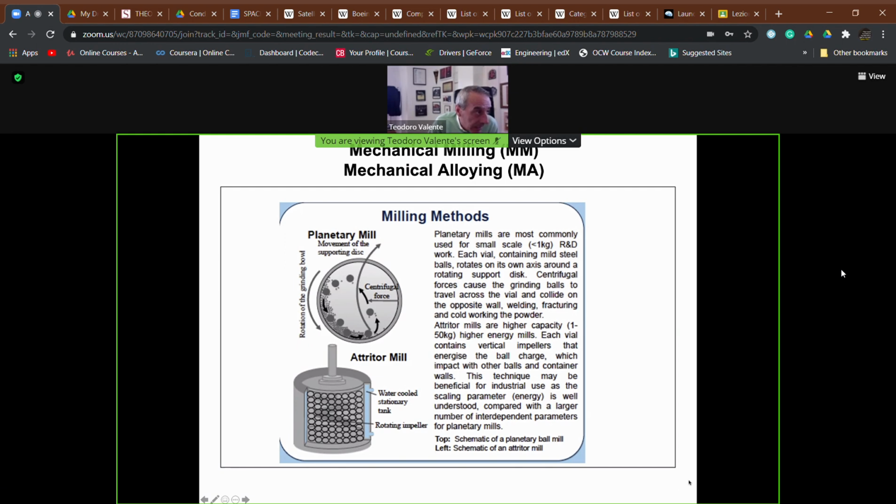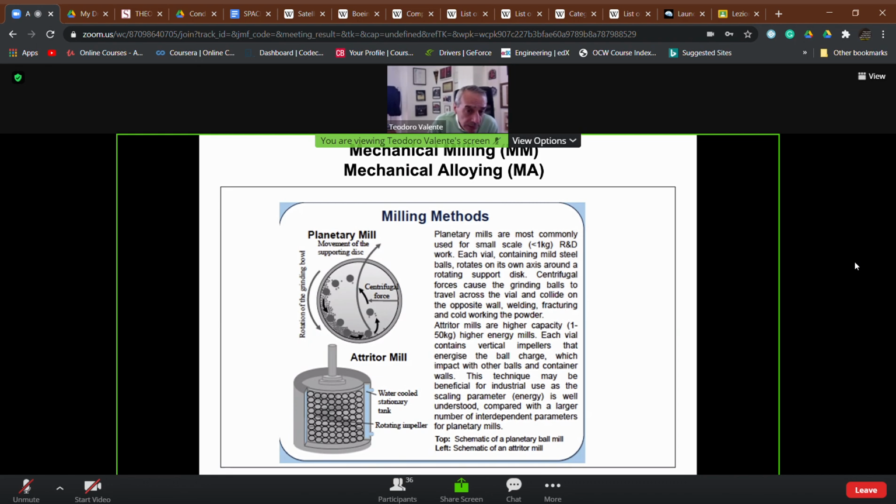And this is made by using a mill, in order to achieve both our aims, milling and alloying. These techniques put together are called mechanical milling and mechanical alloying. The milling methods that we have available are essentially two. The first one is based on the use of a planetary mill. The second one is based on the use of an attritor mill.